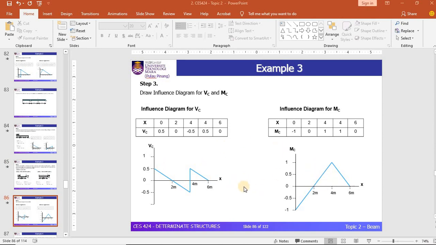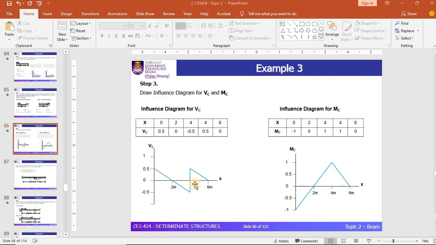Then you can see it here. So that's it for example 3.